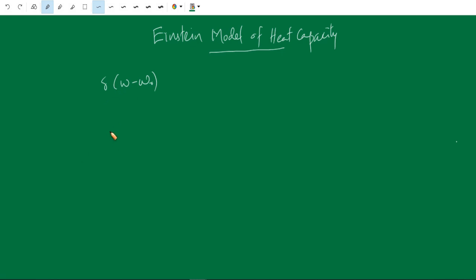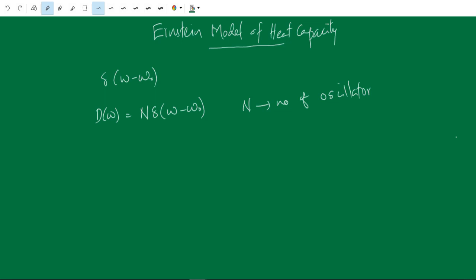Therefore the density of states is given by D of omega equal to N times delta of omega minus omega 0, where N is the total number of oscillators. Oscillators means maybe atoms. We are considering the crystal to be one dimensional. We can extend the study to the three-dimensional crystal as well.